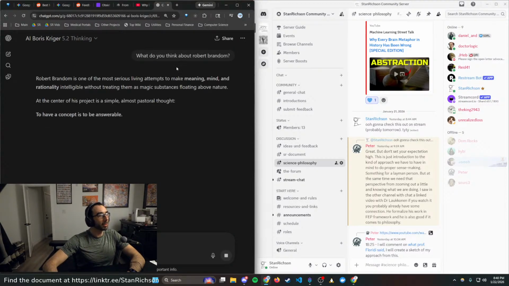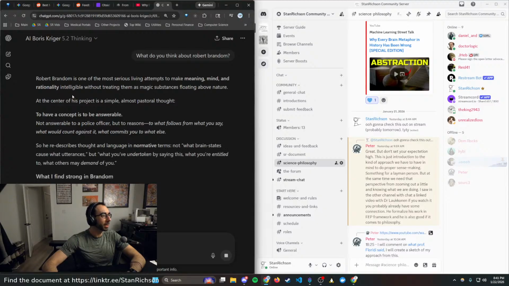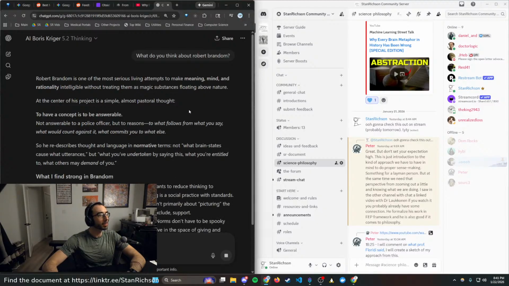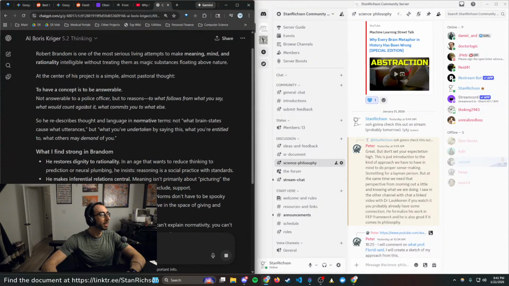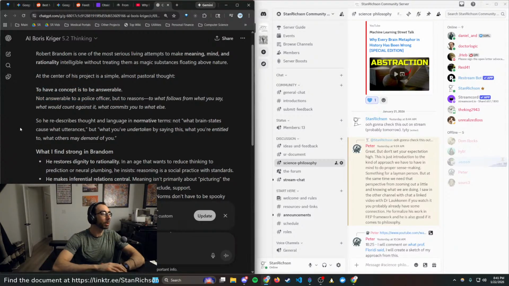This is one of the most serious living attempts to make meaning, mind, and rationality intelligible without treating them as magic substances floating above nature. At the center of his project is a simple, almost pastoral thought. To have a concept is to be answerable. Not answerable to a police officer, but to reasons, to what follows from what you say, what would count against it, what commits you to what else. So he redescribes thought and language in normative terms, not what brain states cause what utterances, but what you've undertaken by saying this and what you're entitled to, what others may demand of you.